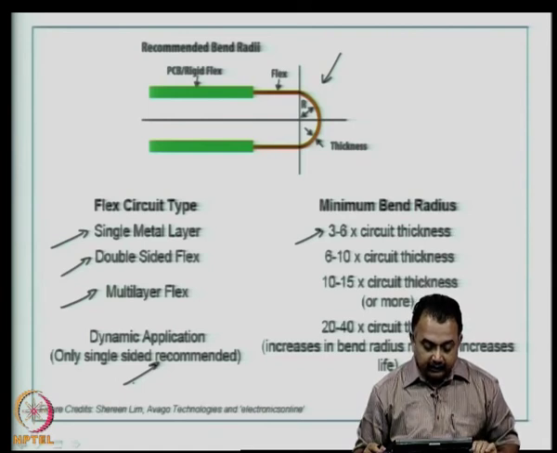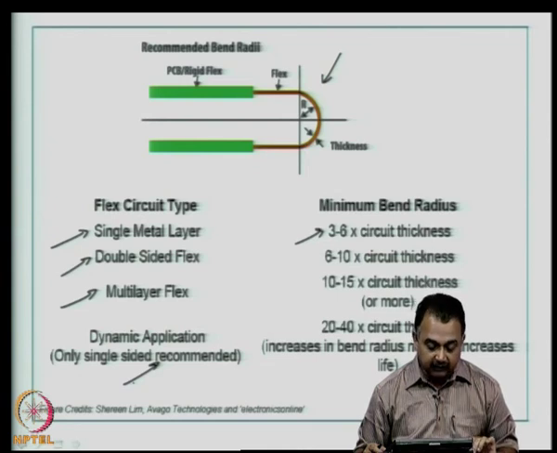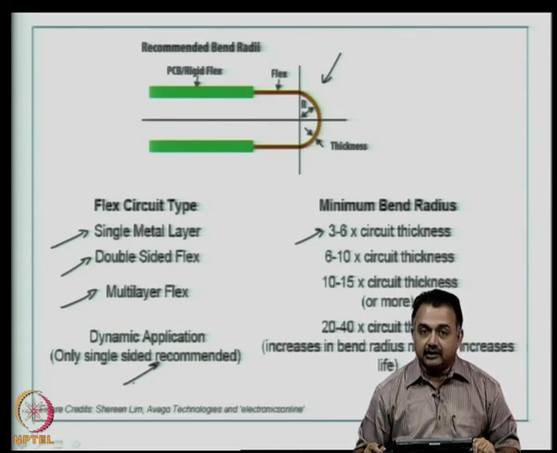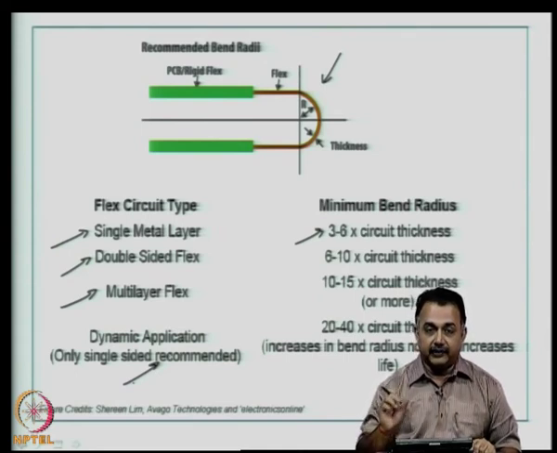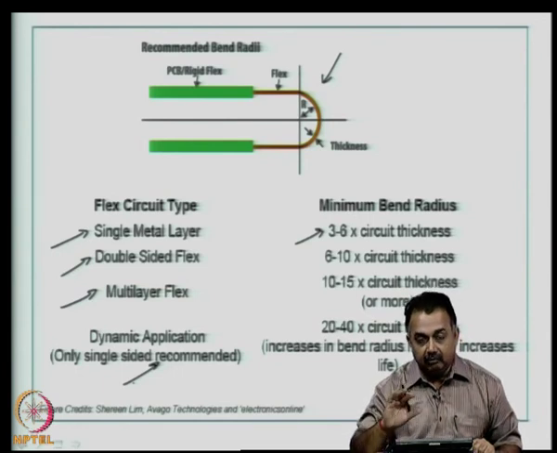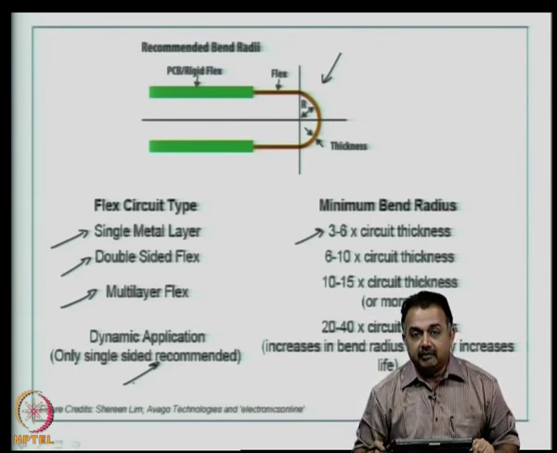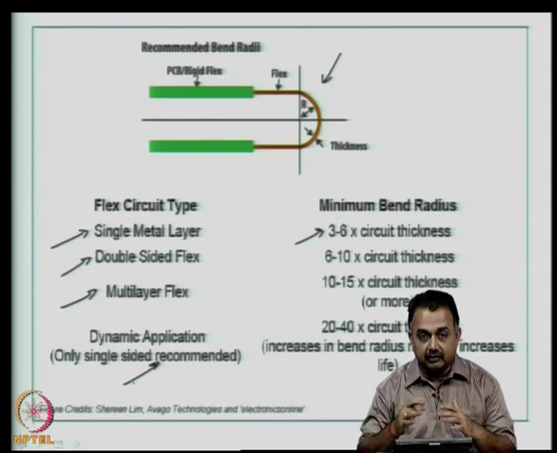So, look at what type of board you have manufactured: single metal layer, double sided flex, or multi-layer flex board, and whether it is for a static application or a dynamic application, and accordingly identify the bend area that will provide the bend radius for the entire board.